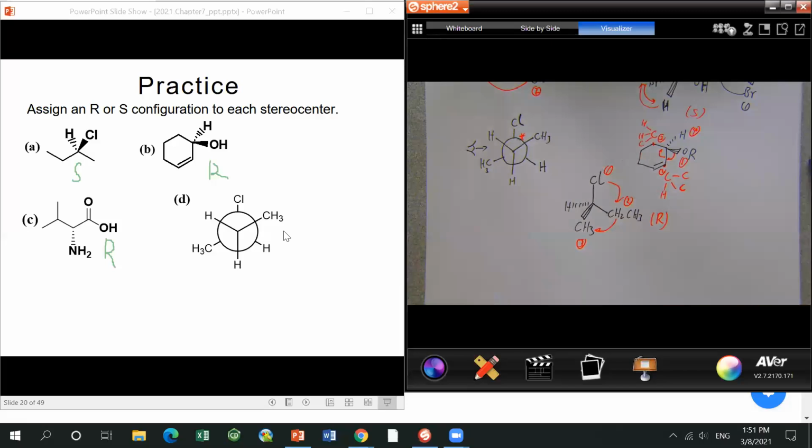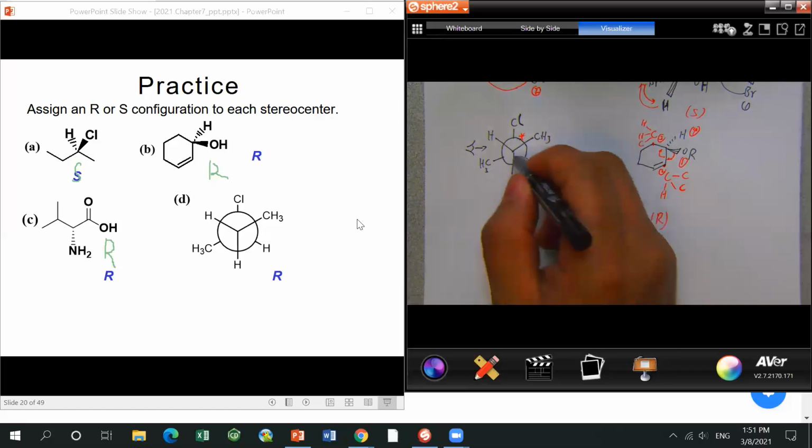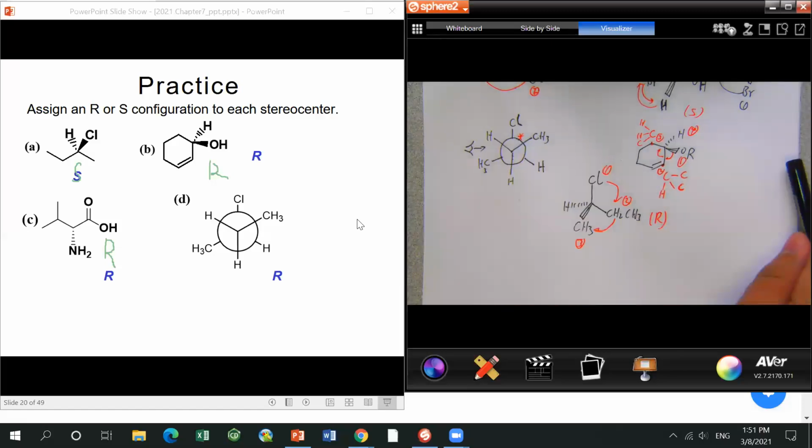So for now, you better do it this way, converting the Newman projection to the wedge-dash structure. But later, once you get more knowledge about the three-dimensional view, I will show you how to directly assign R/S using a Newman projection.